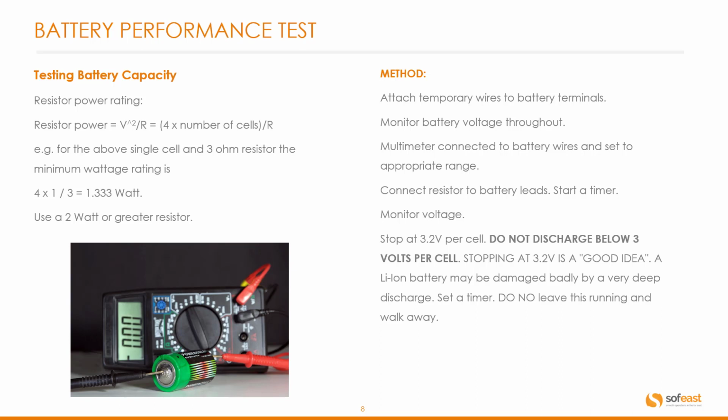So the methodology: you attach temporary wires to the battery terminals, and you monitor the battery voltage throughout with a multimeter connected to the battery wires and set to the appropriate range. You connect the resistor to the battery leads, start the timer, and monitor the voltage. Stop at 3.2 volts per cell. Do not discharge below 3 volts per cell. Stopping at 3.2 volts is a good idea. A lithium-ion battery may be damaged badly by a very deep discharge. So it's a good idea to set a timer and do not leave this running and walk away.